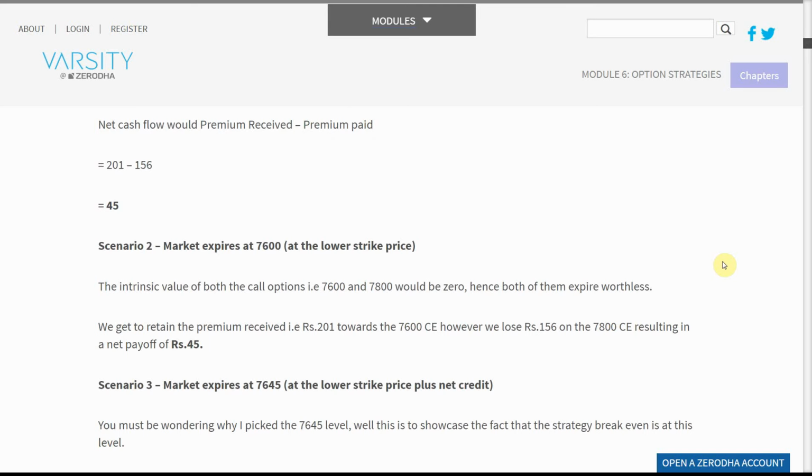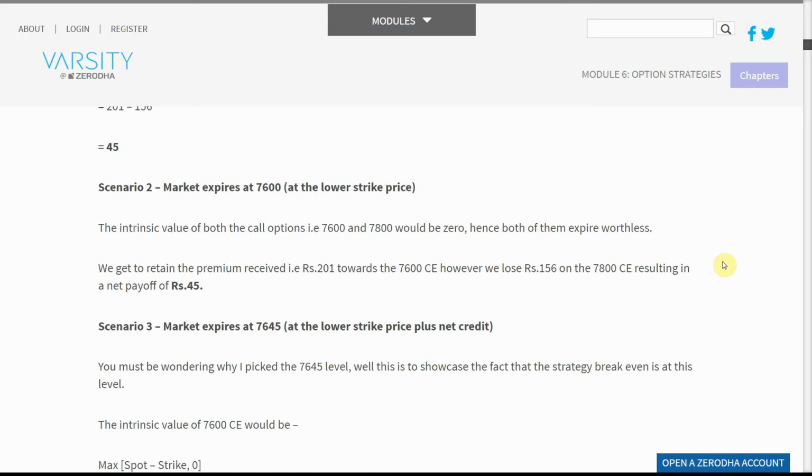Scenario 2: market expires at 7,600, the lower strike price. The intrinsic value of both the call options, i.e. 7,600 and 7,800, would be 0. Hence both of them expire worthless. We get to retain the premium received, i.e. 201 rupees towards the 7,600 CE. However, we lose 156 rupees on the 7,800 CE, resulting in a net payoff of 45 rupees.